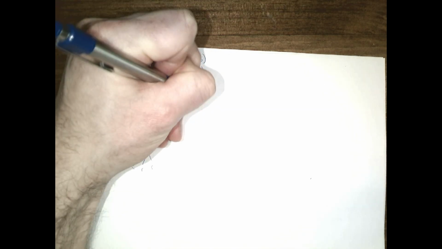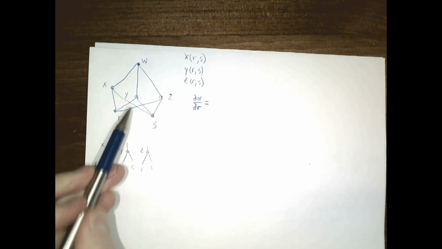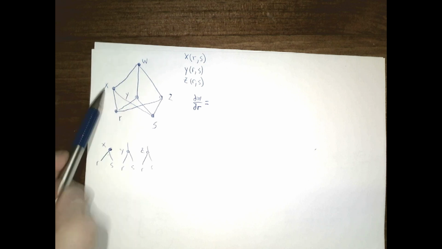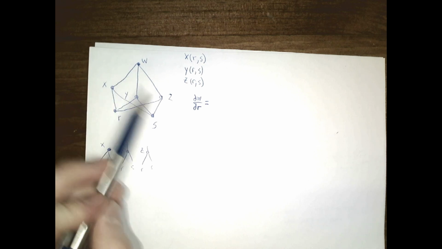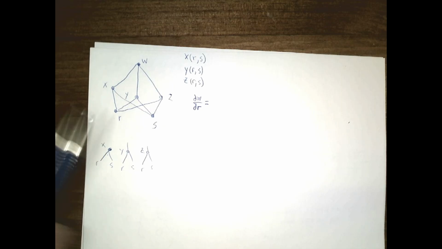So we can write dw/dr. This time I am doing a partial because w depends on multiple end goals now. And we look at all the paths from w to r. We go from w to x to r, w to y to r, w to z to r. And we add up those possibilities. So we get dw/dr equals dw/dx dx/dr plus dw/dy dy/dr plus dw/dz dz/dr.